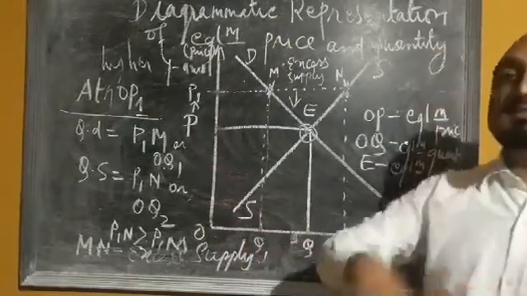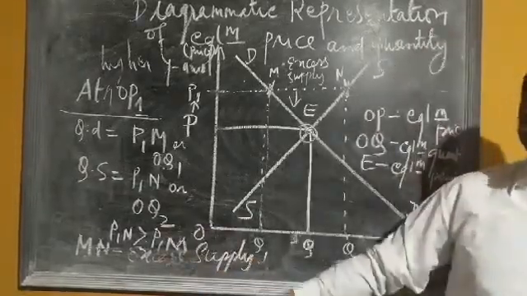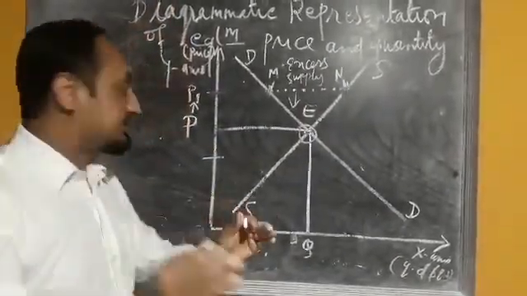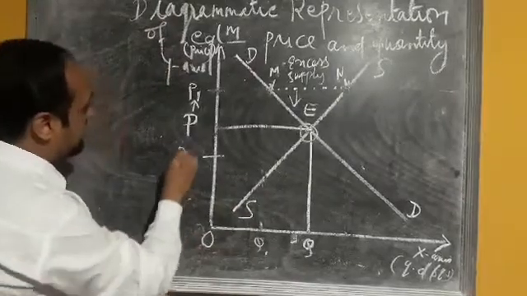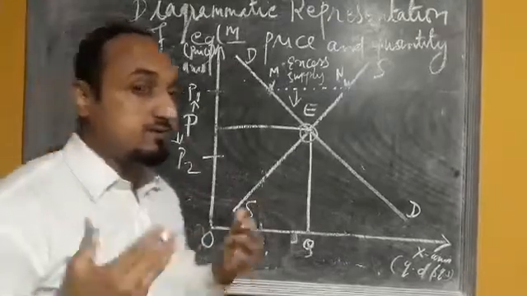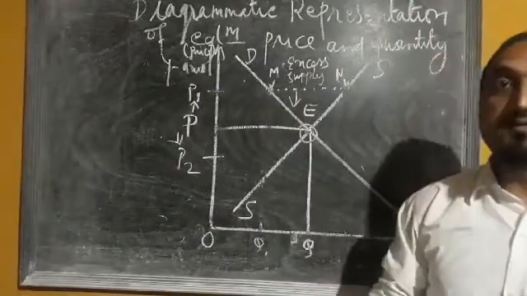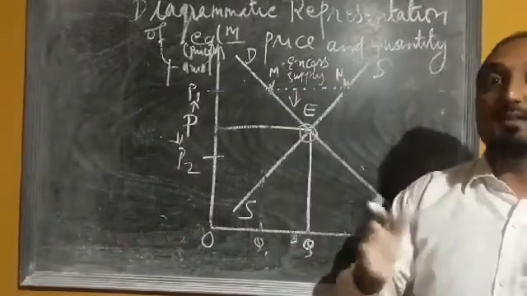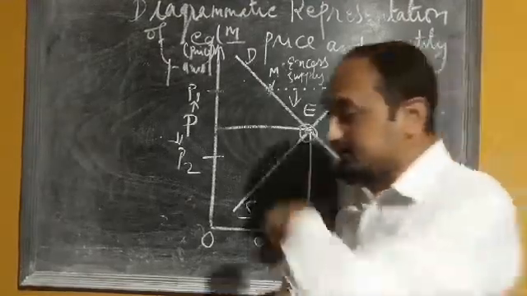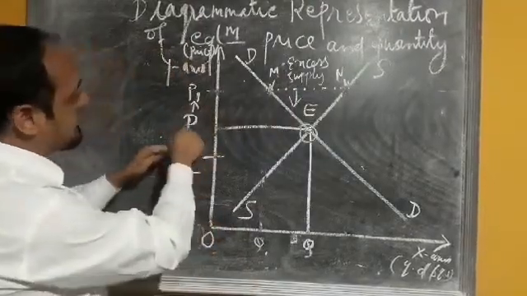Now we'll consider the next situation where price is less than the equilibrium price. Suppose the price is OP2. That means price is lower than the equilibrium price. Here also we'll see what will be the effect on equilibrium price and equilibrium quantity, and whether there will be a situation of excess demand or excess supply, and if so, what will be the impact on price. So suppose in the next situation price is OP2, which is less than the equilibrium price OP.